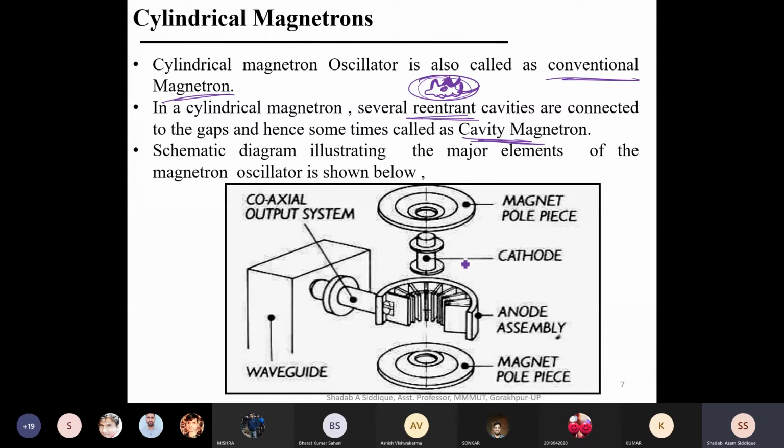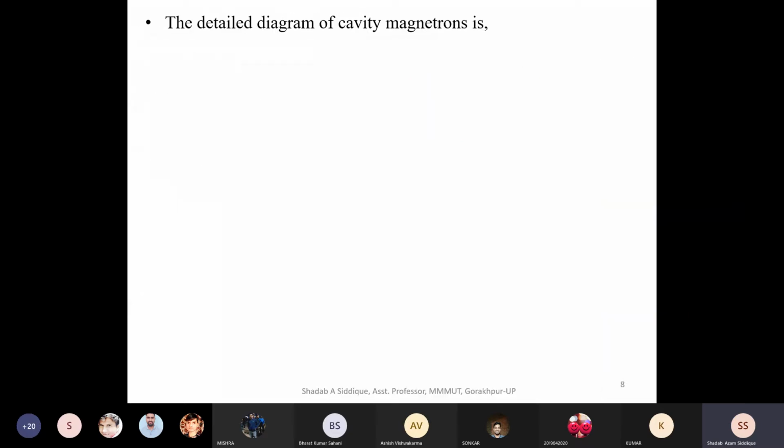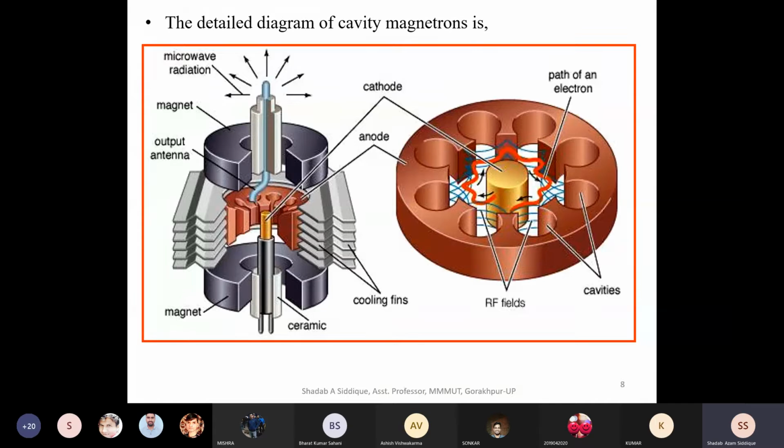This is called the anode assembly. This is called the cathode. And these are the magnetic pole pieces, the top and the bottom, one north and one south. This is the cathode, and this is the anode assembly. You can see this figure, the cross-sectional view, and you can understand it in a very efficient way.